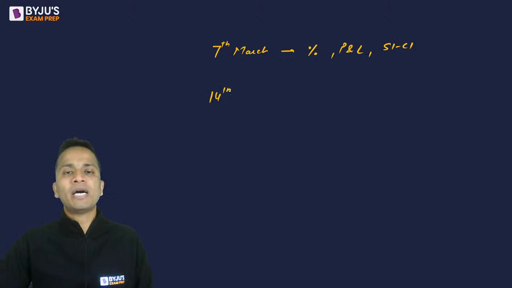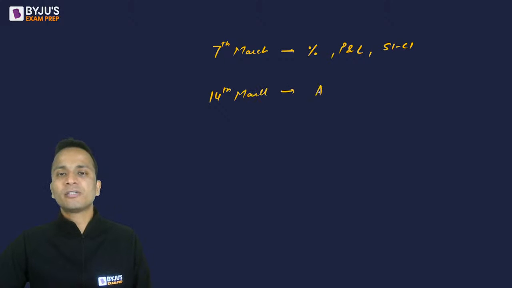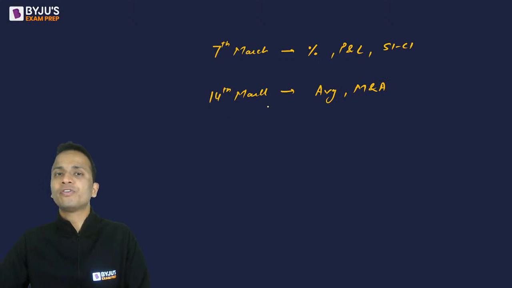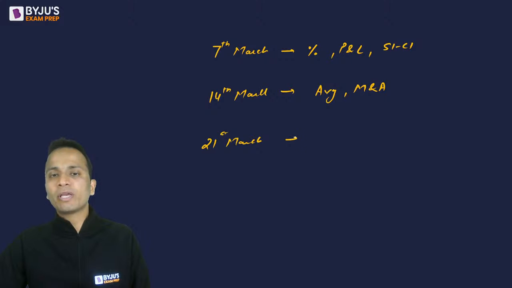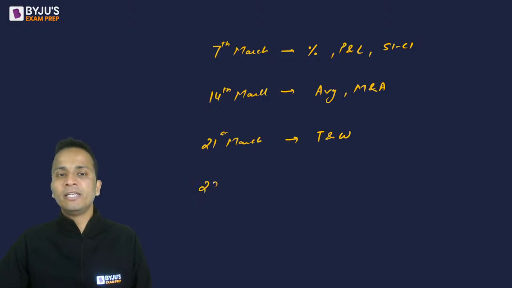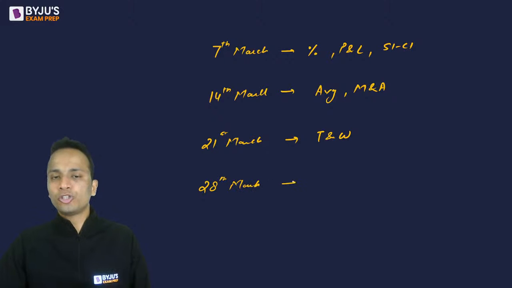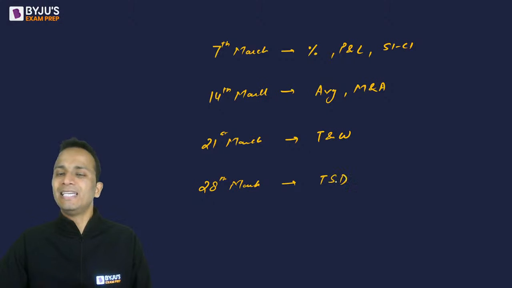Then on 14th of March, we'll be looking at the questions on averages, mixtures, and alligations. These are the application of ratios. Then on 21st of March, we'll be looking at time and work and pipes and cisterns. And then on 28th of March, we'll be covering the questions of time, speed, and distance.